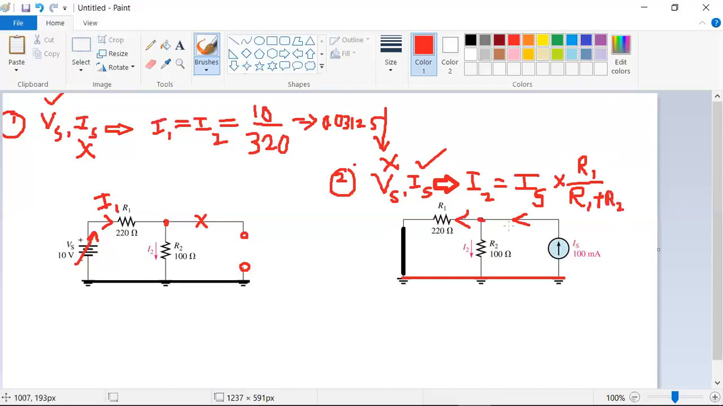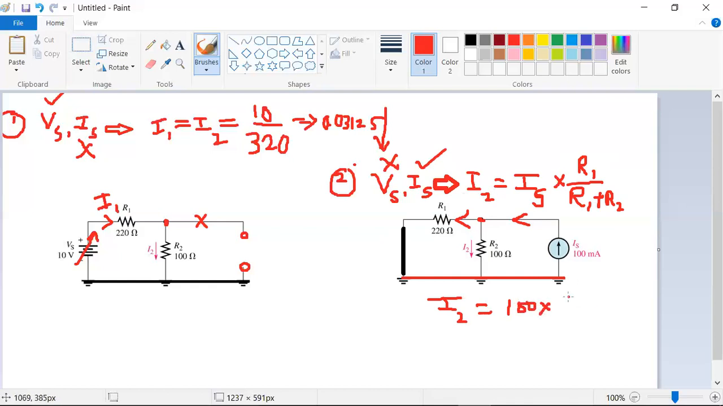Hence, after substituting these known values, you will get the unknown value of I2. So what is the unknown value? I2, after substituting, will be 100 milliamps. Don't write milli again; your answer itself is in milli.